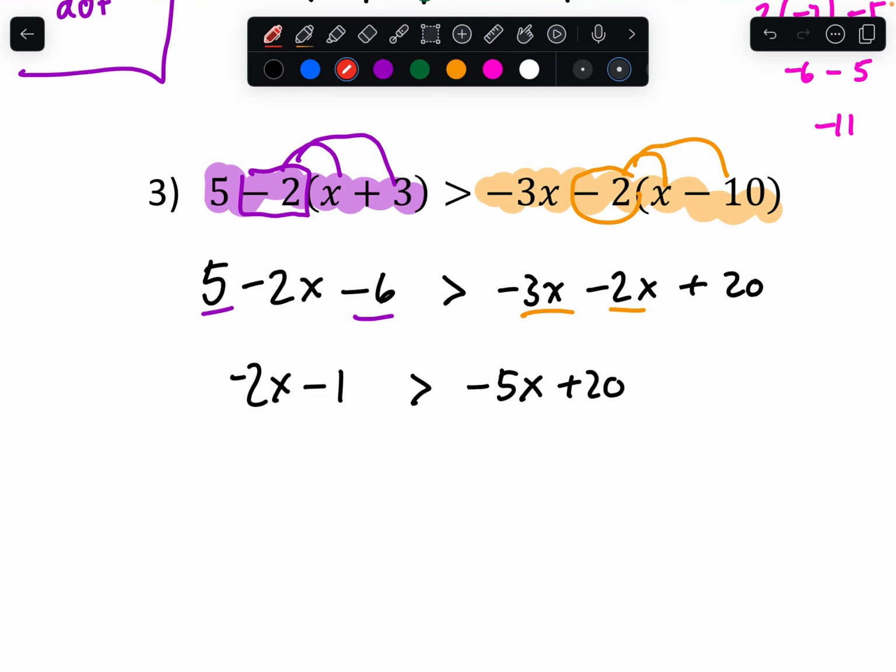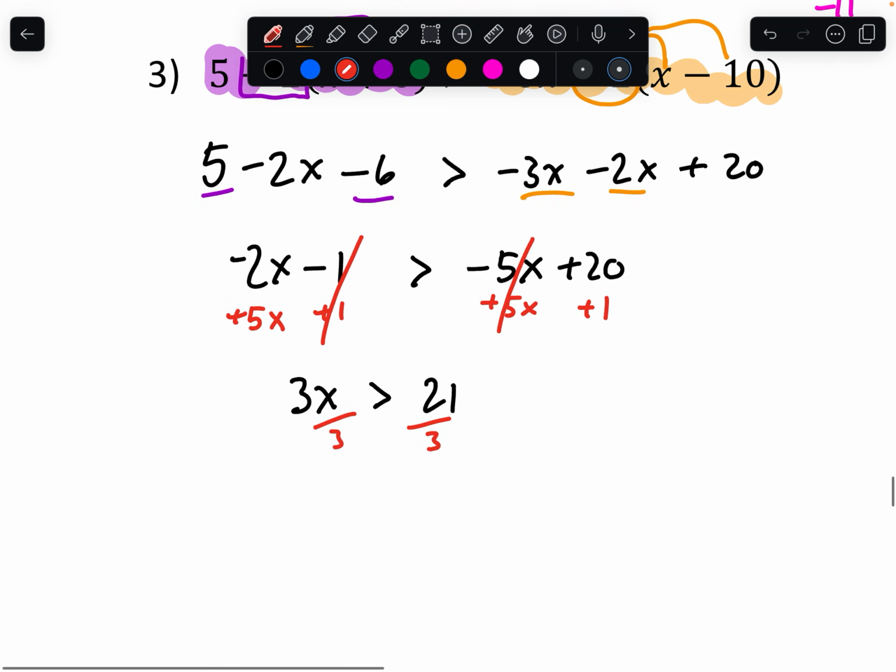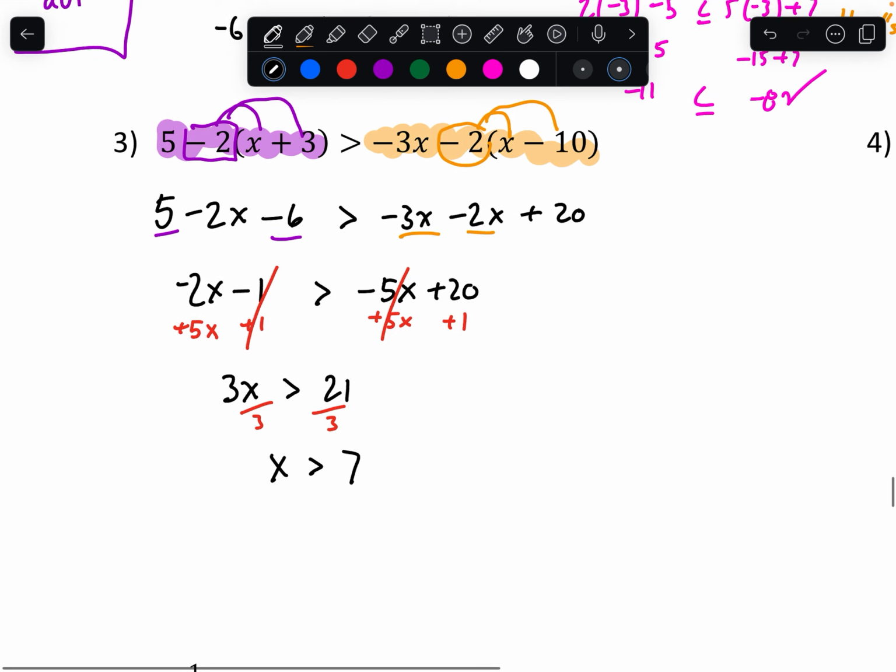So I'm going to bring the 5x's to the left side since that's smaller. Since the x's are going left, the numbers are going to go right. So I'm going to add 1, add 1. So that cancels there, that cancels there. -2x plus 5x is 3x. 20 plus 1 is 21. And then divide by 3. So x is greater than 7. Number line.